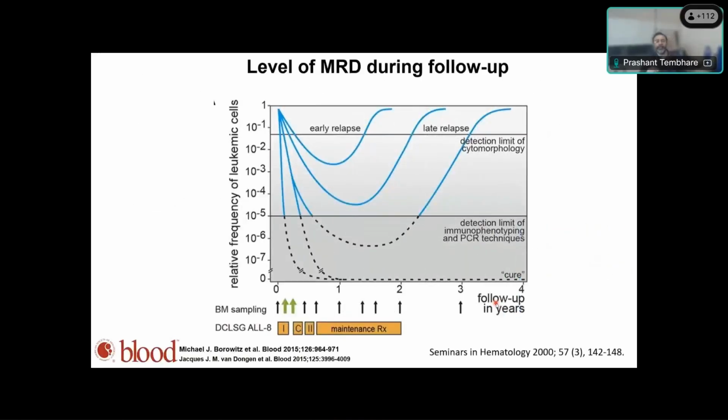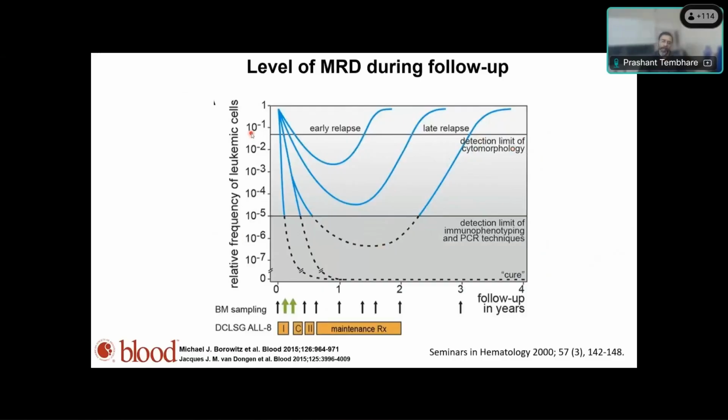Now, the level of MRD is also important. The reason is that if the level of MRD is high, the chance of early relapse is high. So, for example, if MRD is high, then it will relapse within a year or half a year. If the MRD is low, then it will cause a late relapse. If the MRD is lower still, it may relapse eventually after a few years.